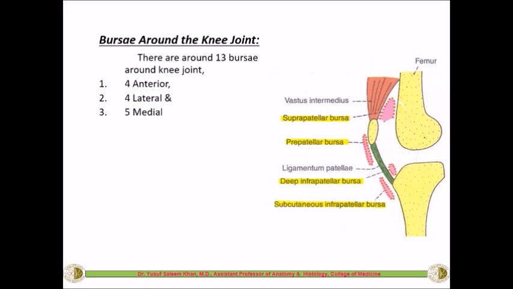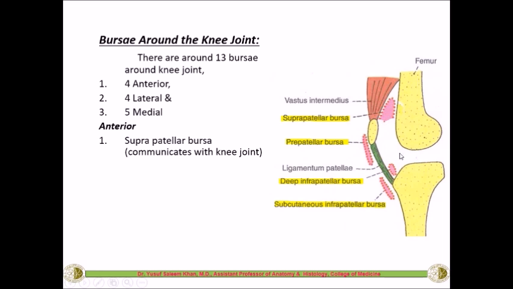The most important, which are clinically again important, will be the anterior ones. So the first one is called the suprapatellar bursa. There is a very important bursa above the patella. This is called suprapatellar because it is above the patella and behind the quadriceps femoris. So this is called the suprapatellar bursa, which communicates with the knee joint.